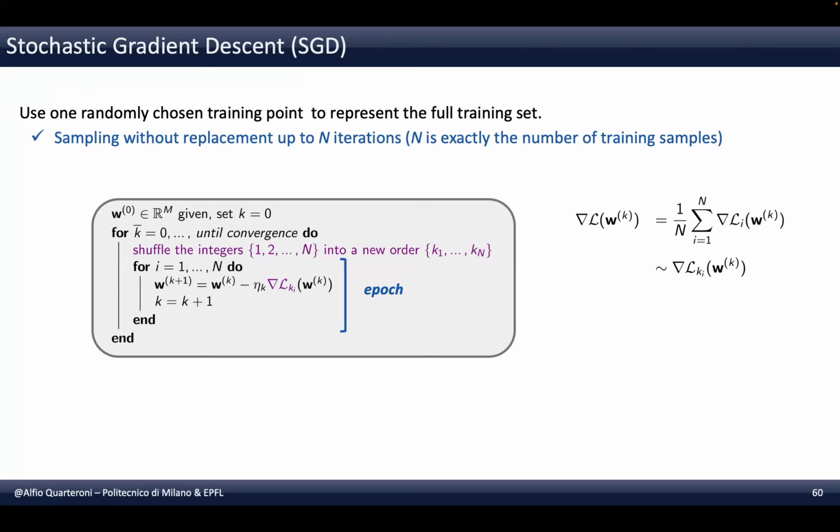Okay, another possibility is to shuffle all the integers into a new order, and then here consider just one component.